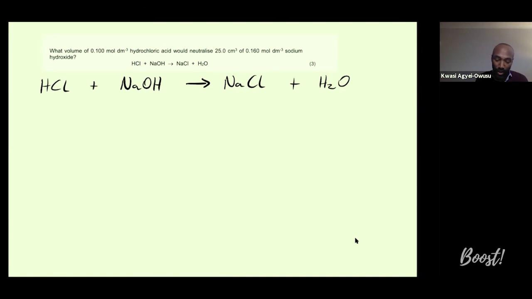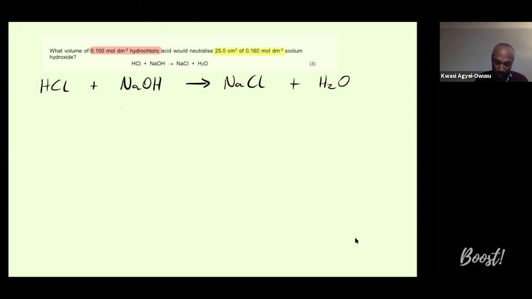So you've got 0.1 mole per decimeter cubed hydrochloric acid, that's in pink. And if I choose a different color, yellow, for our sodium hydroxide, we've got 25 centimeters cubed of 0.16 mole per decimeter cubed sodium hydroxide. So we should immediately be able to see that we've got enough information to work out the moles of sodium hydroxide.